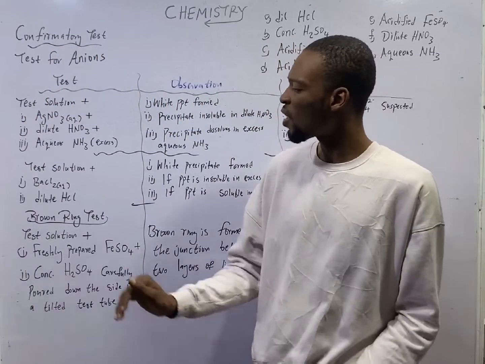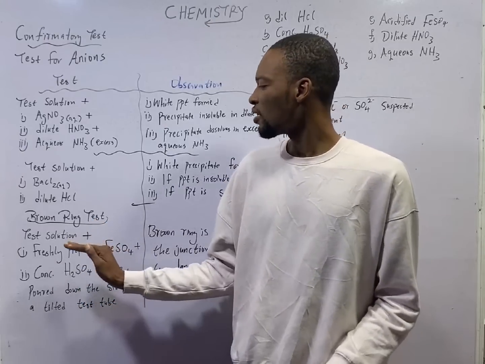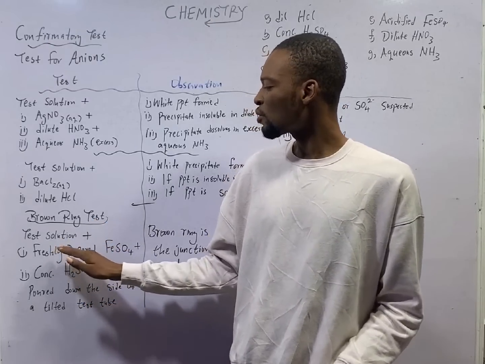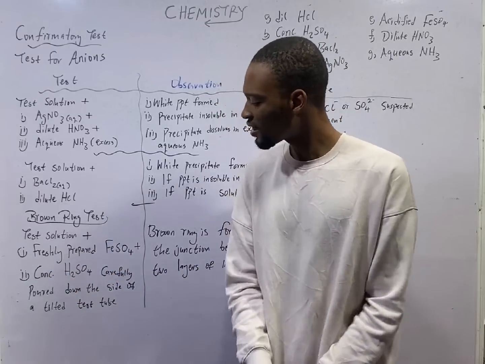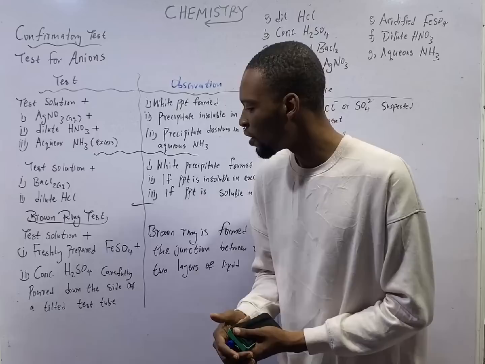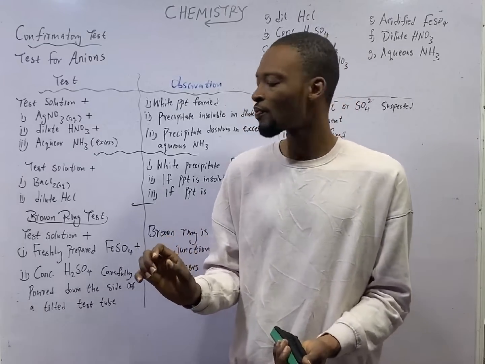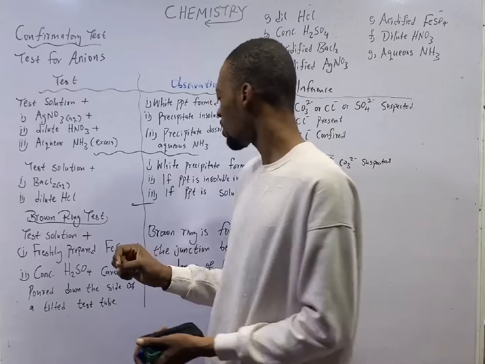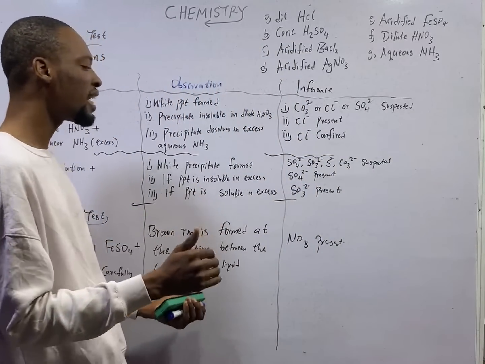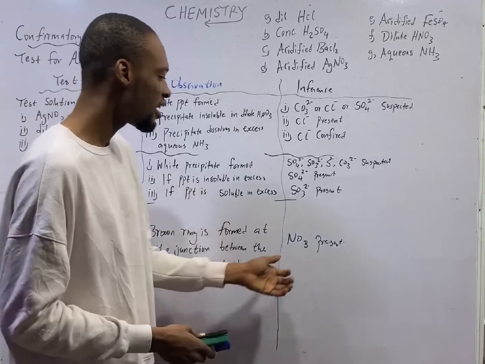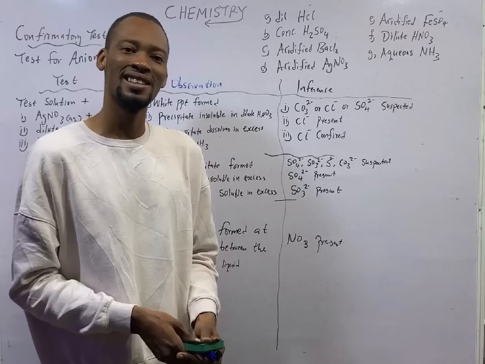And let's look at the brown ring test. Brown ring test is simply adding to the test solution freshly prepared FeSO4 and conc H2SO4. Carefully pour down the side of a inclined test tube. If you do this and you discover that a brown ring is formed at the junction between the two layers of the liquid, then NO3- is present. This is the brown ring test.